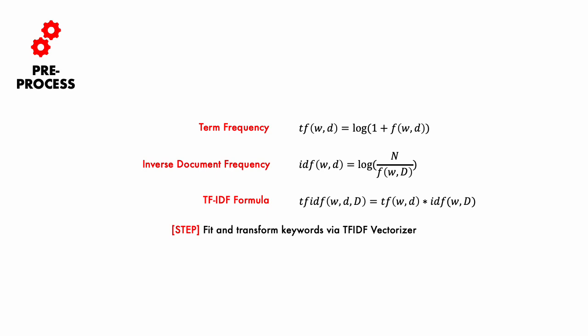TF-IDF is calculated by multiplying the term frequency by the inverse document frequency of a term. The resulting value is a measure of the importance of a term in a document relative to its importance in the corpus as a whole. We have now obtained a numerical representation for the keywords.